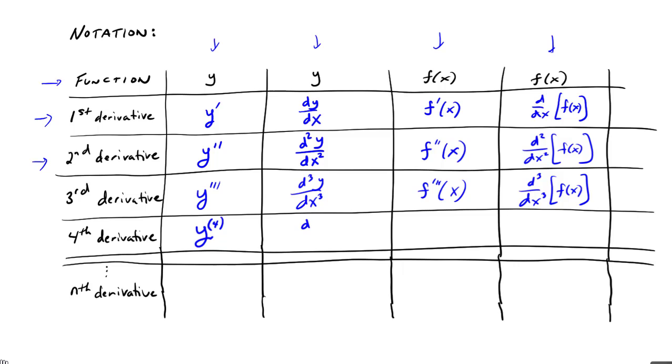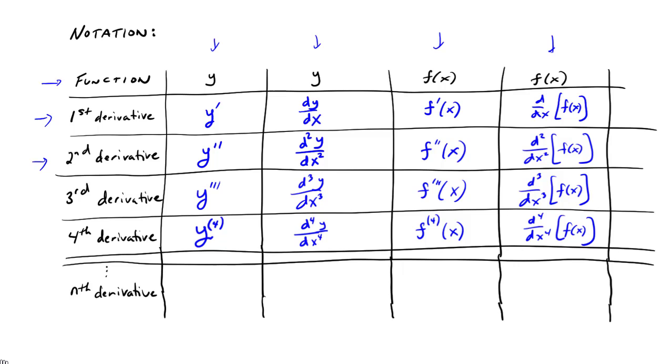The Leibniz notation does not have to change here. We could do d to the fourth, dx to the fourth, y. And over here again, 4 in parentheses to indicate the fourth derivative of x, and d to the fourth, dx to the fourth of f of x. Okay, so you see there are benefits and drawbacks to each notation, and that's why I like to use both.